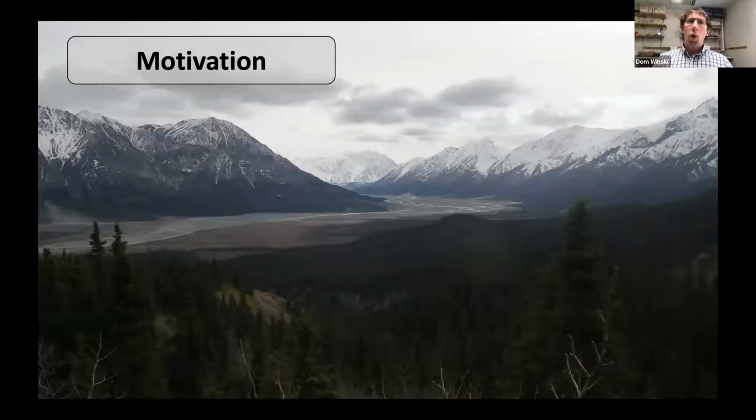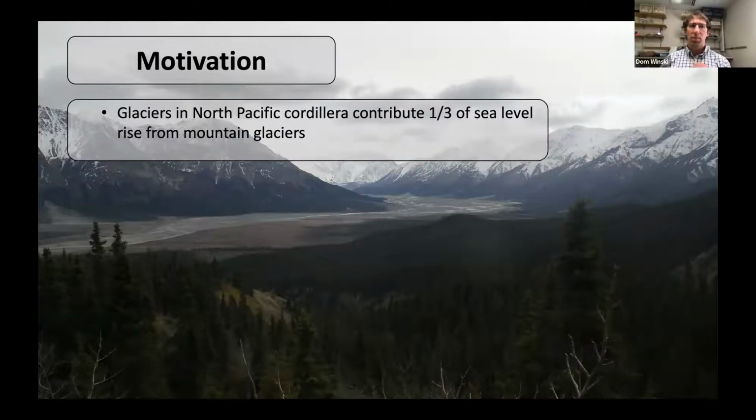So why are we so interested in collecting ice cores and understanding the moisture and air mass movement in the North Pacific region? There are a few reasons. Probably one of the most obvious is that there are a lot of glaciers here and they're melting really, really fast, contributing as much as a third, depending on which estimates you're using, of sea level rise from mountain glaciers, which is a globally significant amount that affects everyone around the world.